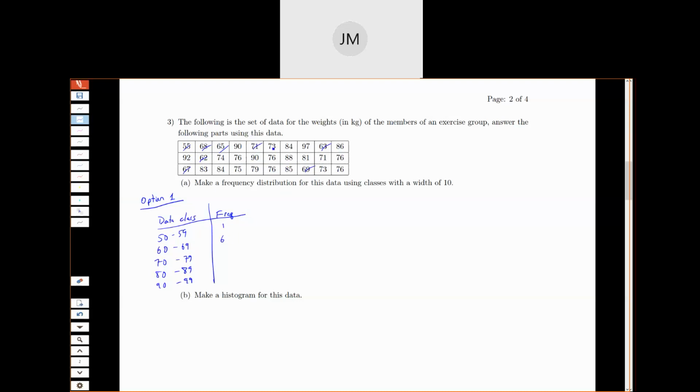For the 70s, 1, 2, 3, 4, 5, 6, 7, 8, 9, 10, 11, 12. For the 80s, 1, 2, 3, 4, 5, 6, 7. And for the 90s, 1, 2, 3. And everything's been crossed out, so I don't think I skipped over anything, and I didn't count anything twice.